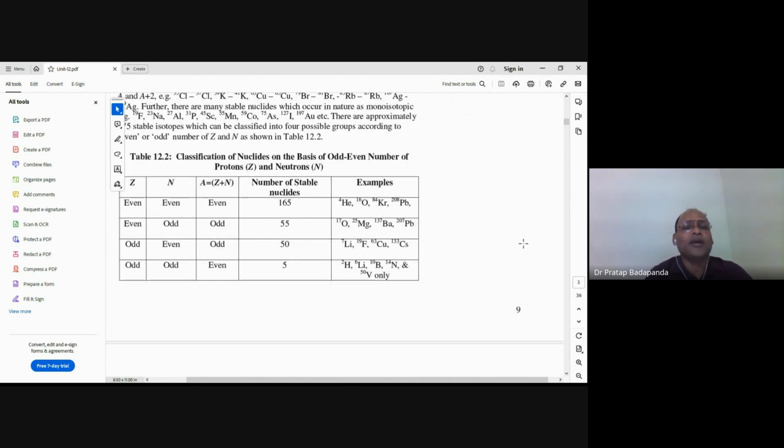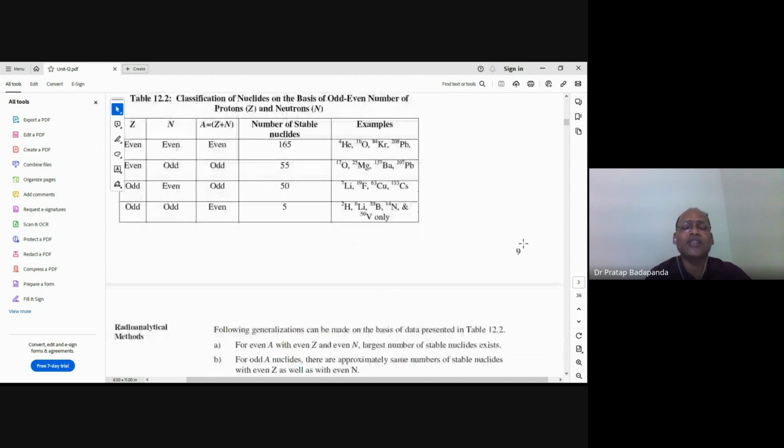Z is equal to even, then Z odd. The classification: if Z is even, N is even, so A is even. The number of nuclides 165, helium 4, oxygen 16. These are the examples of that. Okay. So this will come as even-odd, then odd-even, oxygen 17, manganese 25, barium 137, then lead, odd-odd 50, lithium, like this. So these are the classifications. Okay.